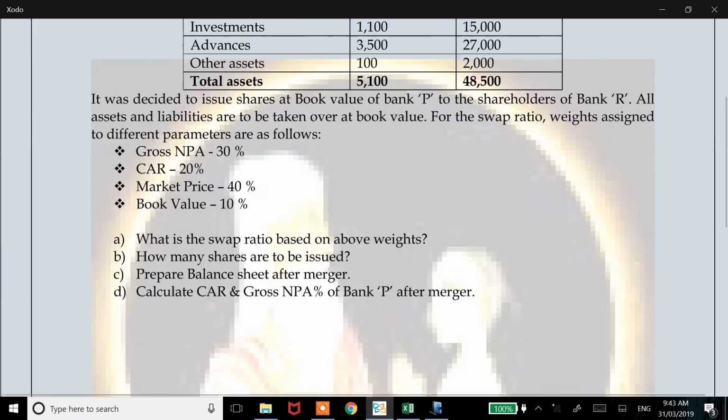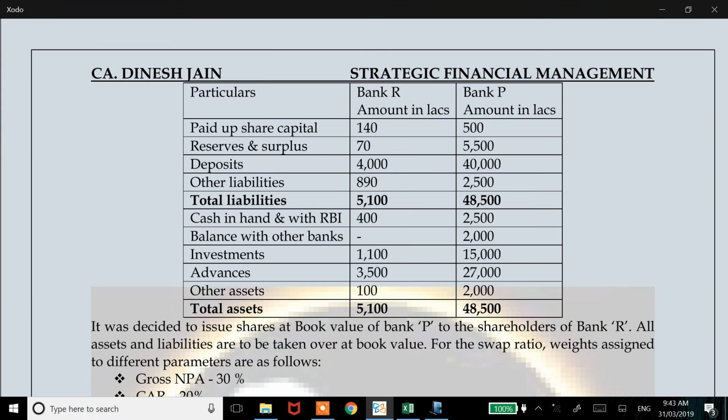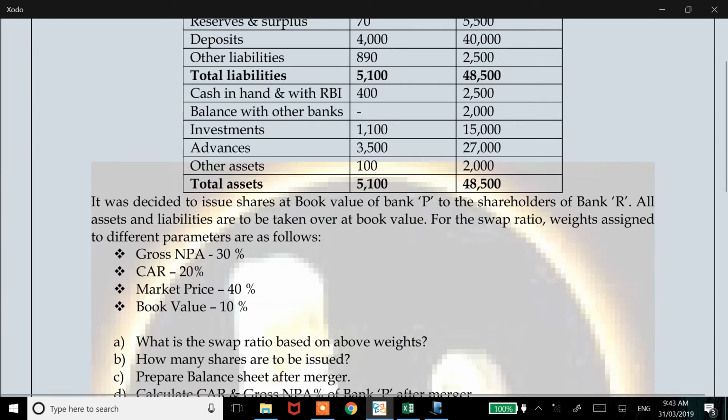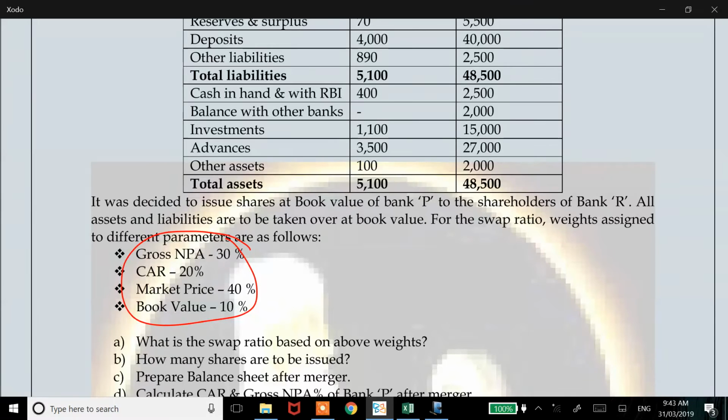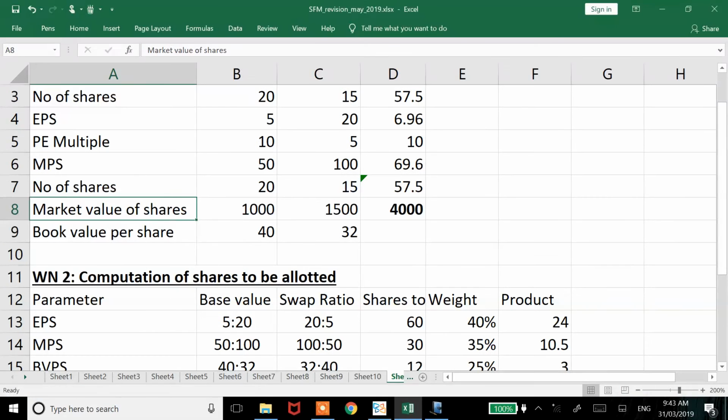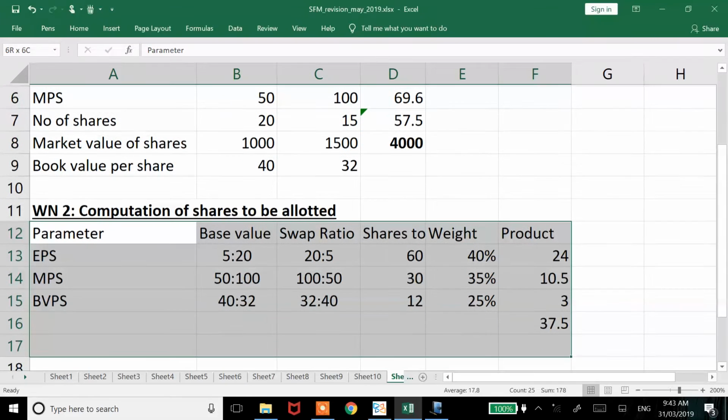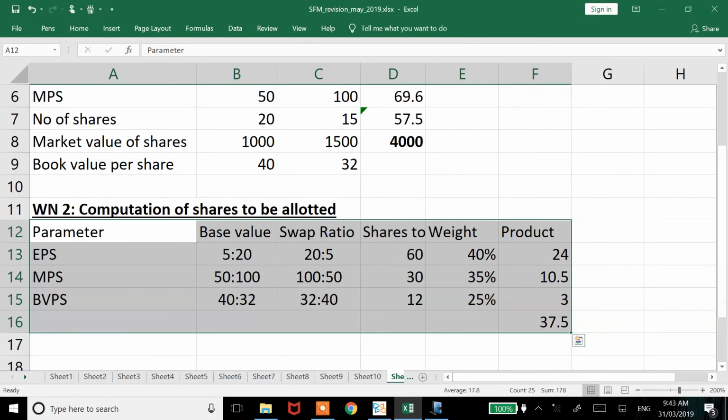Okay, most of you would have seen this problem earlier also. In this question, one bank is going to acquire the other bank, and they have given 4 possible factors based on which the exchange ratio is to be decided. First, I'm going to put this data in this format: parameter, base value, swap ratio, shares to be issued, weight and product, and we'll get to know how many shares are to be allotted. Once we get the shares to be allotted, we'll then prepare the other things required in the question.